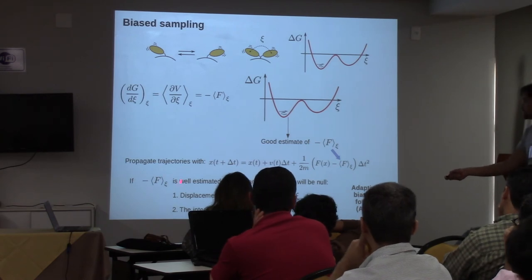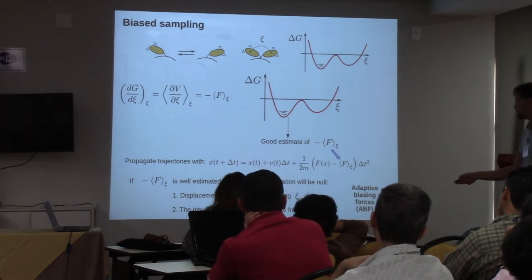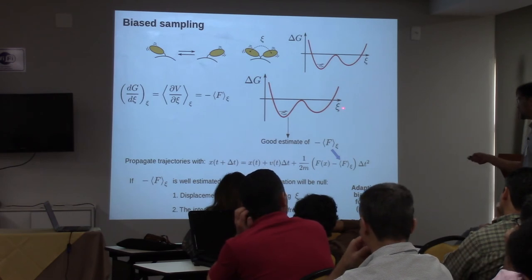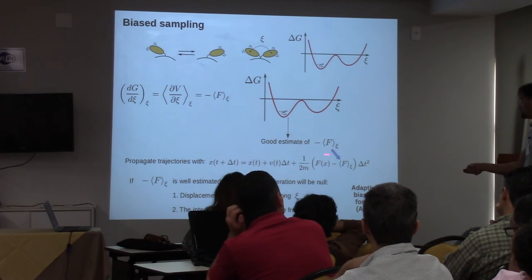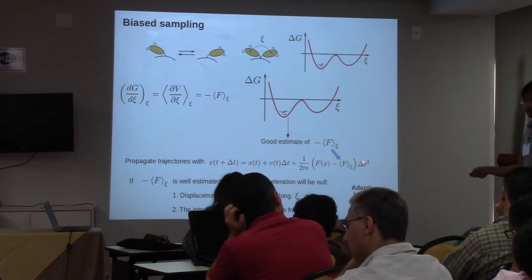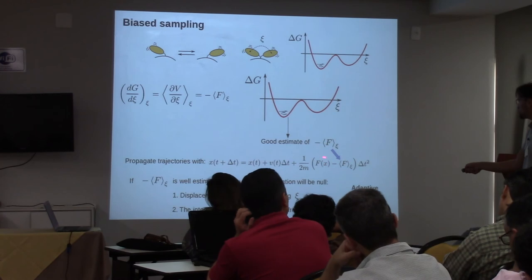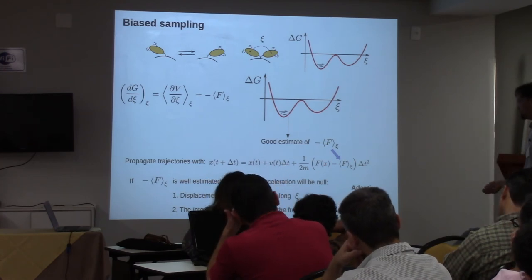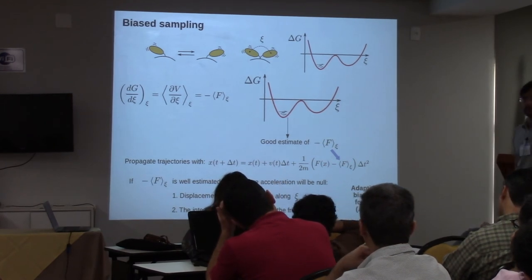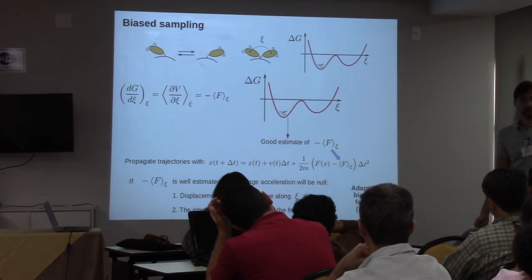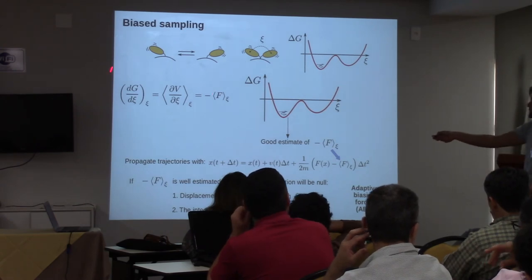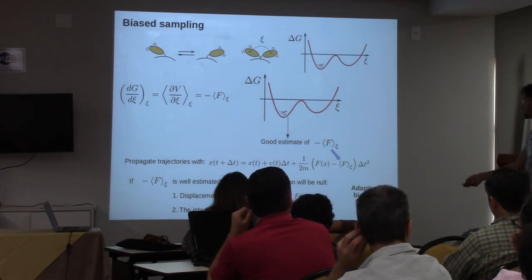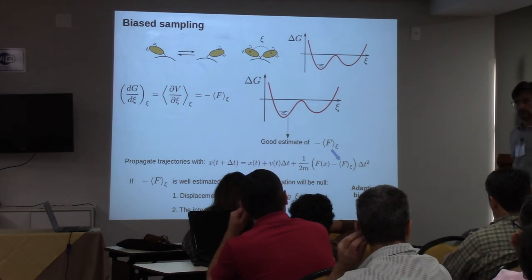So if the average force is well estimated for every position along my reaction coordinate, there will be no average acceleration anymore in my system, because the average force is being subtracted from the instant force at every time. So the displacement will become diffusive along the reaction coordinate, and the integral of the added force, because the added force is the derivative of the free energy, the integral of the added force will be the free energy profile.